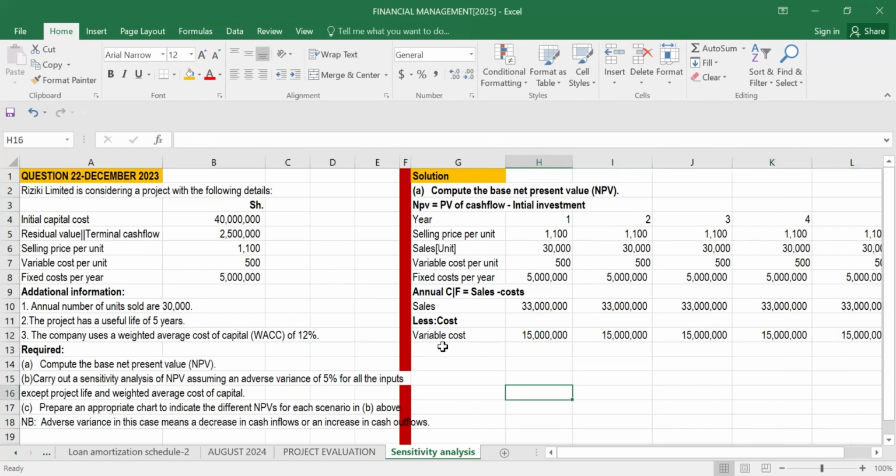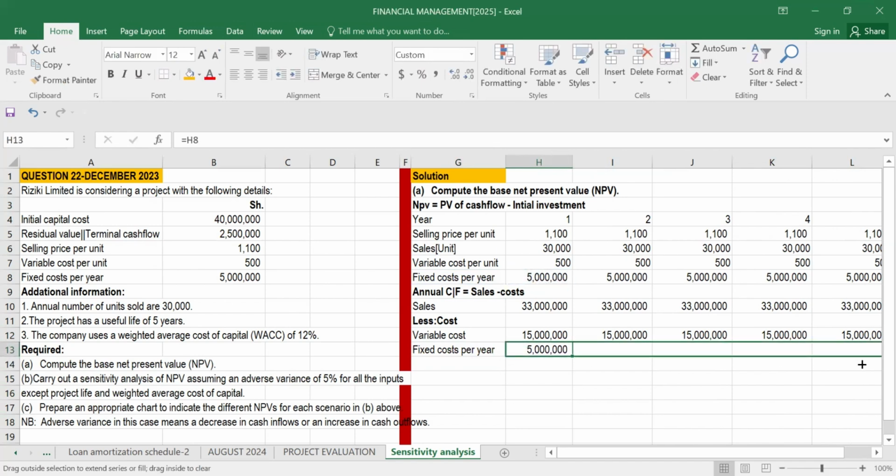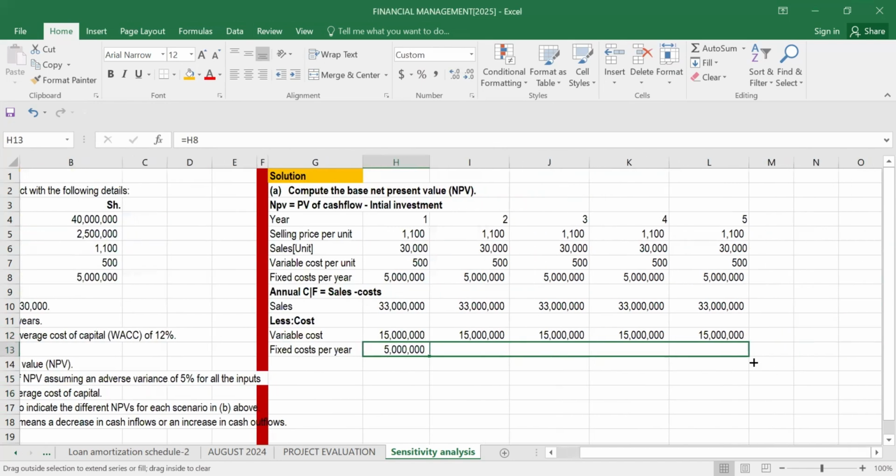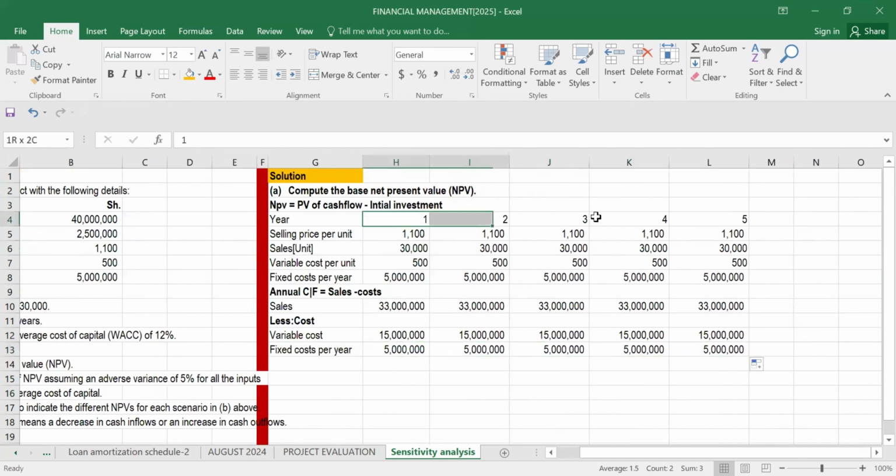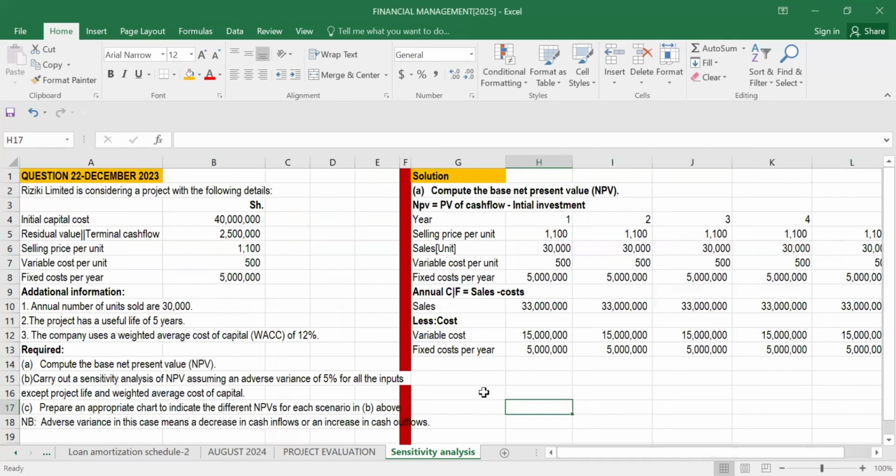So then from there we have the fixed costs. This one, the fixed cost per annum, will be equal to this one. And actually, equally, this one will not change. It will remain the same. So I think having that, because we don't have any other cost, we can proceed and get the annual cash flows.